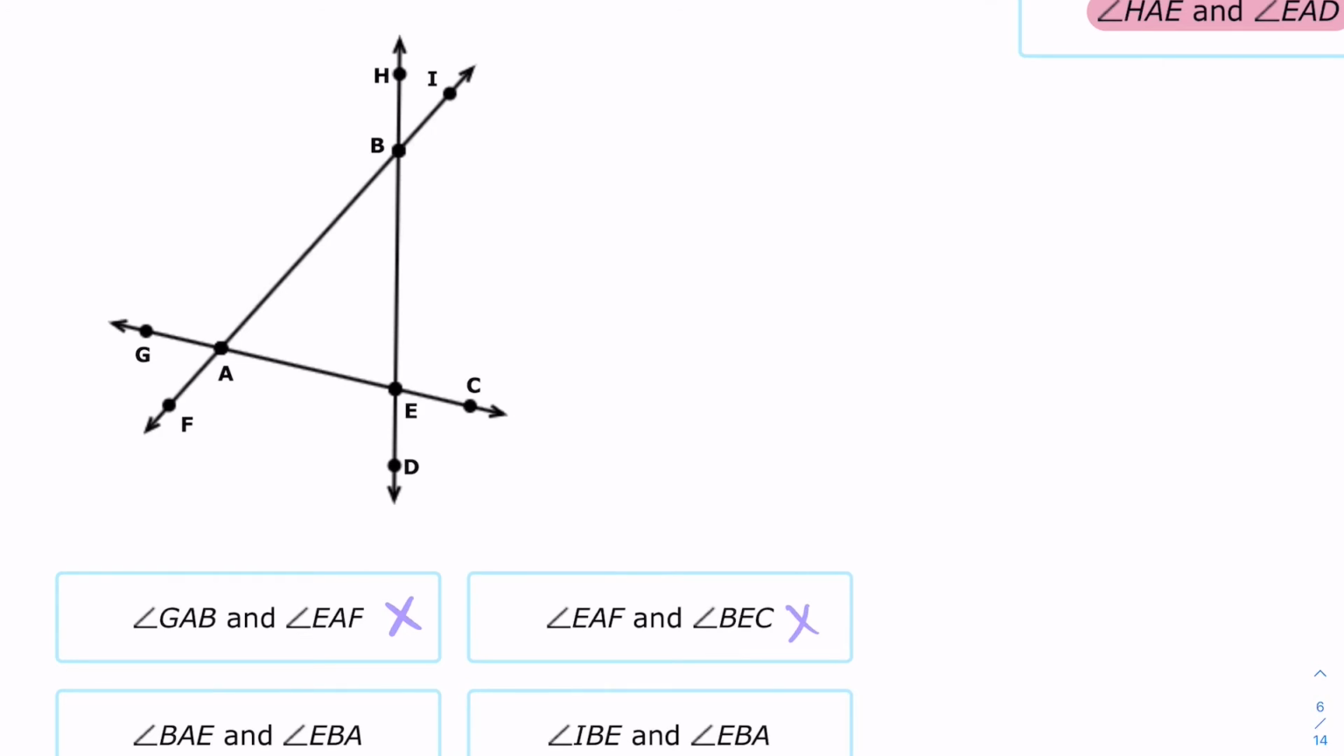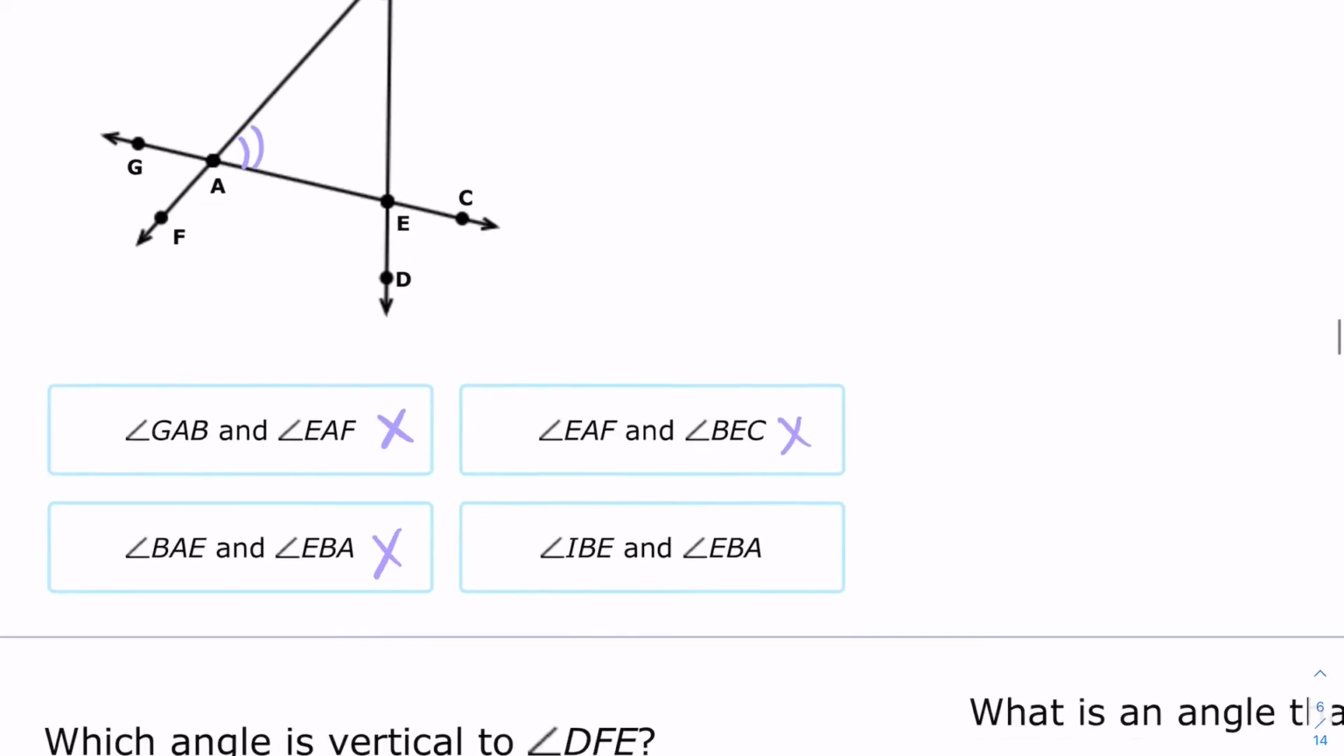All right, so BAE now, this one, and EBA. So EBA is that one. And again, BAE and EBA, I don't have enough info. Well, I know they're definitely not supplementary because all three add up to 180 because it's a triangle. But those two can't add up to 180, and we can't do all three of them. So this is not the answer either.